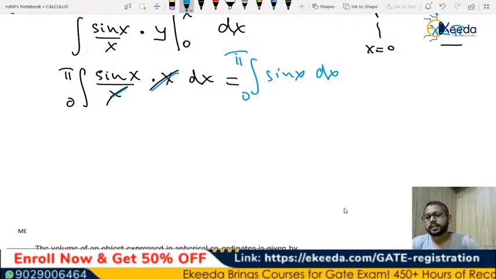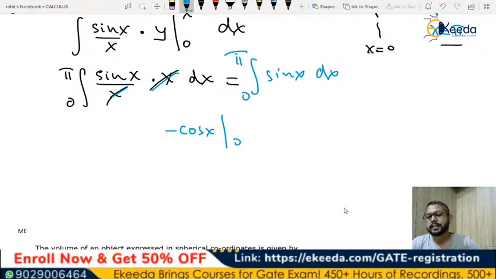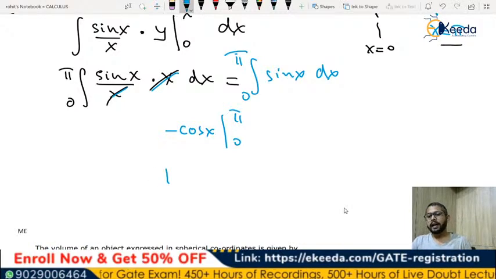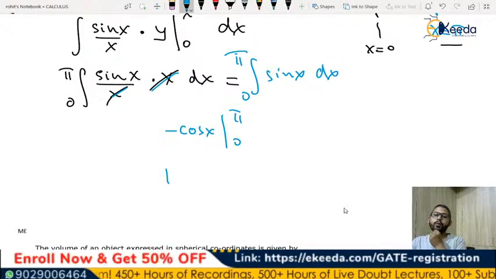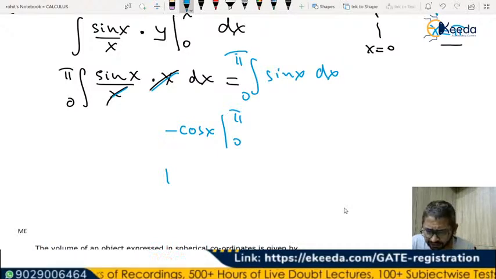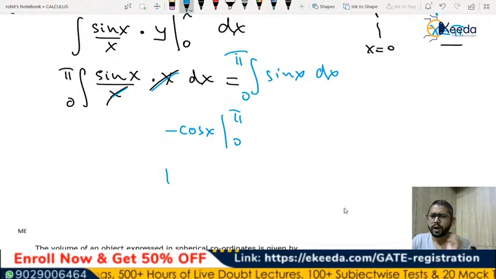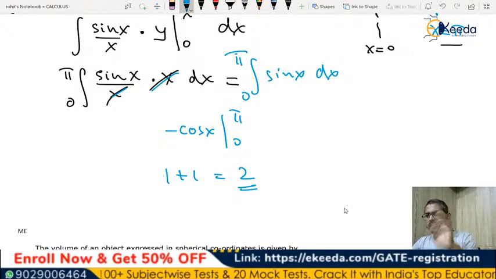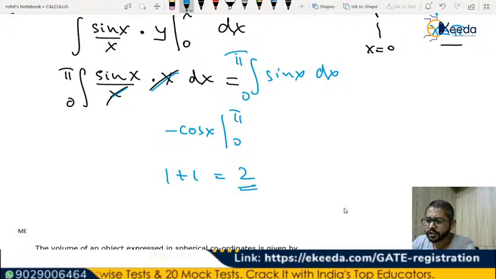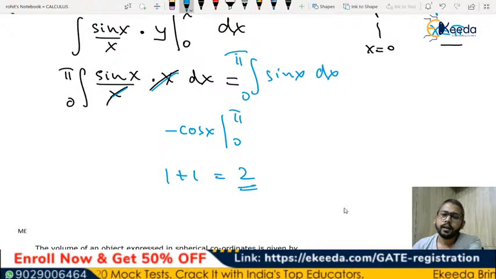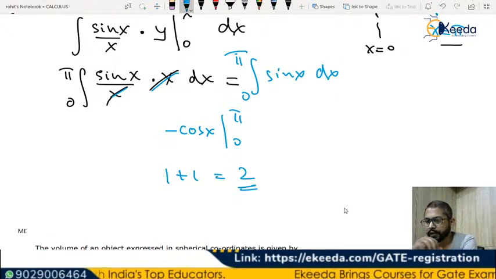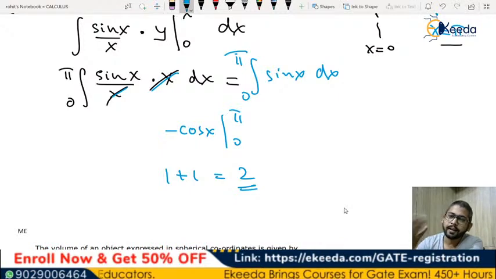This is minus cos x. The limits are 0 to pi. For pi it will be minus 1, so minus of minus 1 will be 1. And for cos 0 it will be 1. Or we can change the limits: cos 0 will be 1 and minus 1, so it will be 1 plus 1 equal to 2. I'm interchanging the limits to remove this minus. So the answer is 2, not 1. Fine. Good. Do you see that a change of order actually helps you in the calculation? This is another application of change of the order.